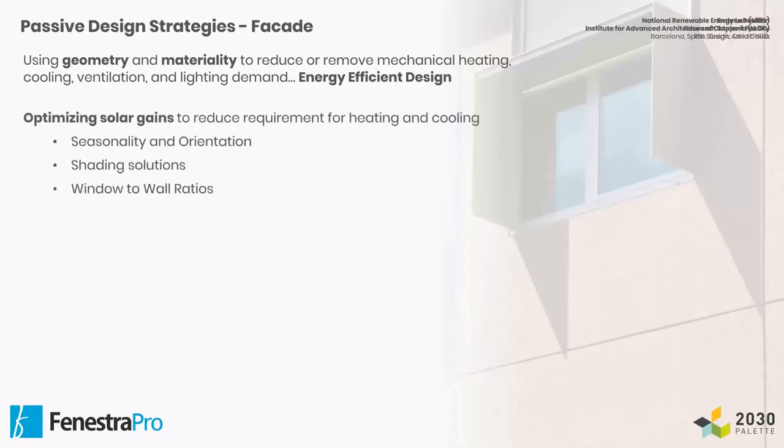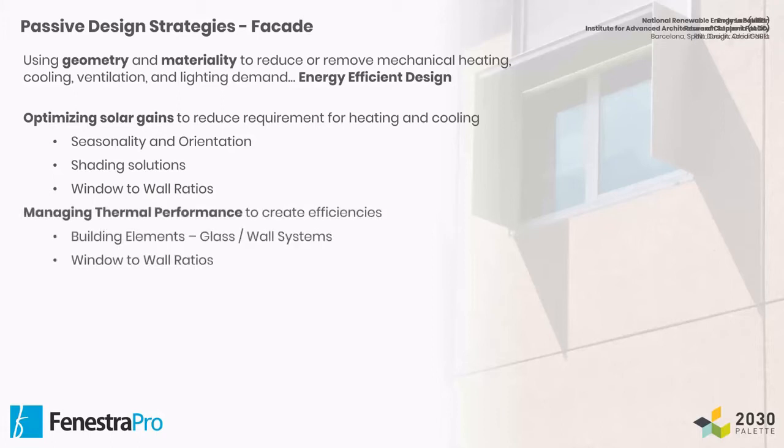So we're talking about things like optimizing our solar gains. That might be reducing the requirement for heating in winter months, depending on your climate. It might be reducing the requirement for cooling around different seasons and different orientations. It might be looking at shading solutions and how they affect our solar loads at different times of the year, and particularly around geometry or window to wall ratio, how much glazing we have, and where that glazing is orientated.